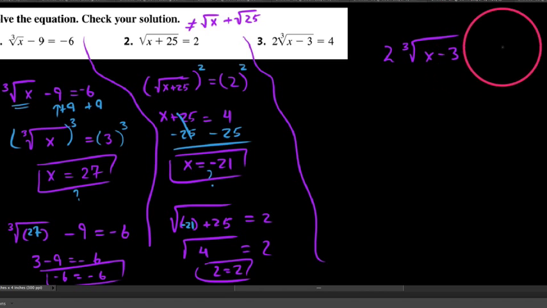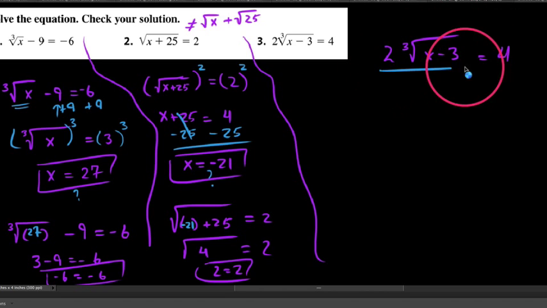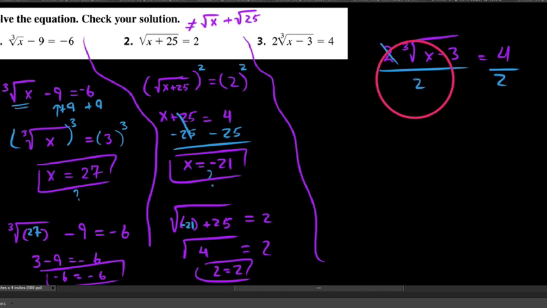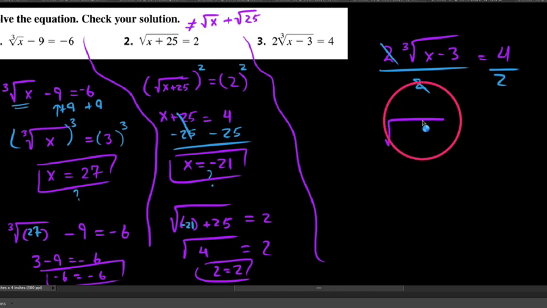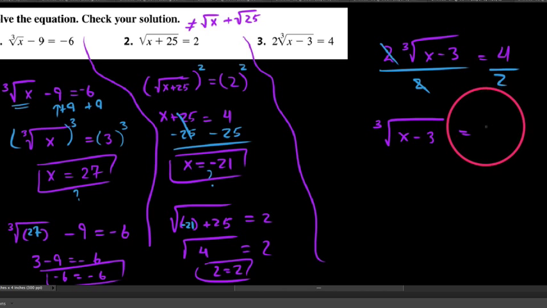So now looking at this last example, we have 2 times the cube root, and we have x minus 3 on the inside, our radicand, equaling 4. So the first thing, of course, we want to do is isolate the radical. So we're going to get rid of this 2 by dividing both sides by 2. So we're left with, on the left-hand side, the cube root of x minus 3. On the right-hand side, of course, 4 halves is 2.